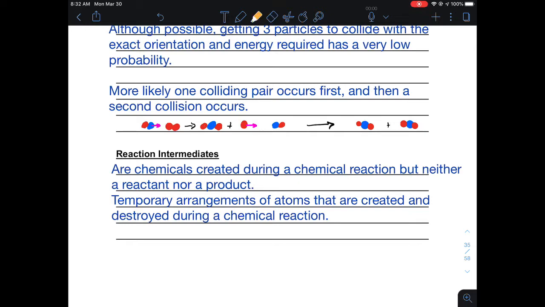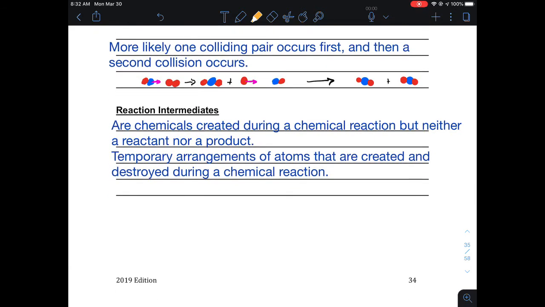Instead of depending on there being 3 exact particles ready to react at the same time, now we only need 2 particles at a time to react. These 2 particles react first, then these 2 particles react second. And so in both cases, the reaction only depends on 2 particles. And 2 particles are going to have a higher chance of reacting than depending on 3 particles to react all at once.